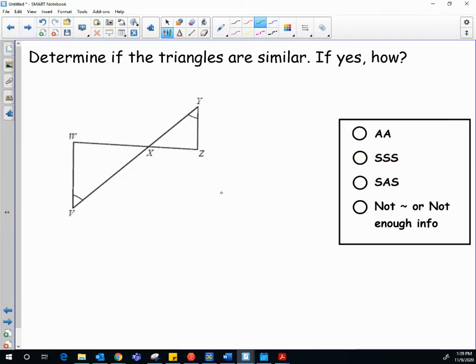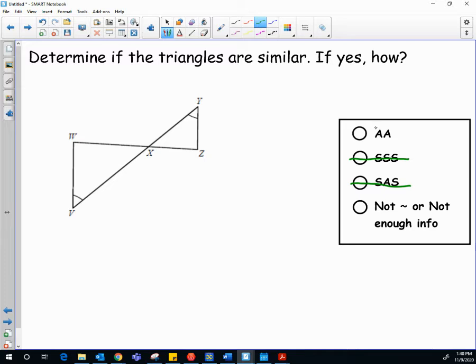All right, let's try another one. We want to determine if these triangles are similar. What do we have in this picture? Looks like I have a pair of angles. That's all I have. I have no sides. So I automatically know it's not side-side-side. It's not side-angle-side. Now we need to check: is it going to be angle-angle, or is there not enough information, or can we prove they're not similar?